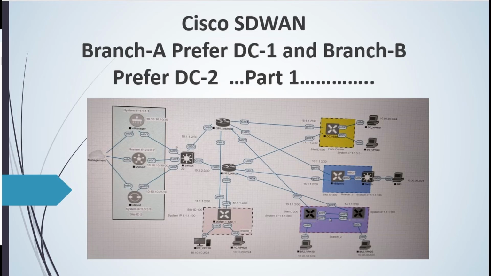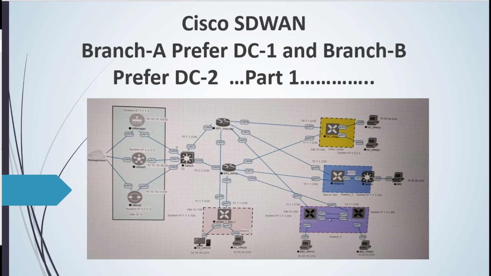Wait a moment please, where is the document? I think I have it in my private lab. Yeah, branch 1 prefers DC1 and branch 2 prefers DC2.